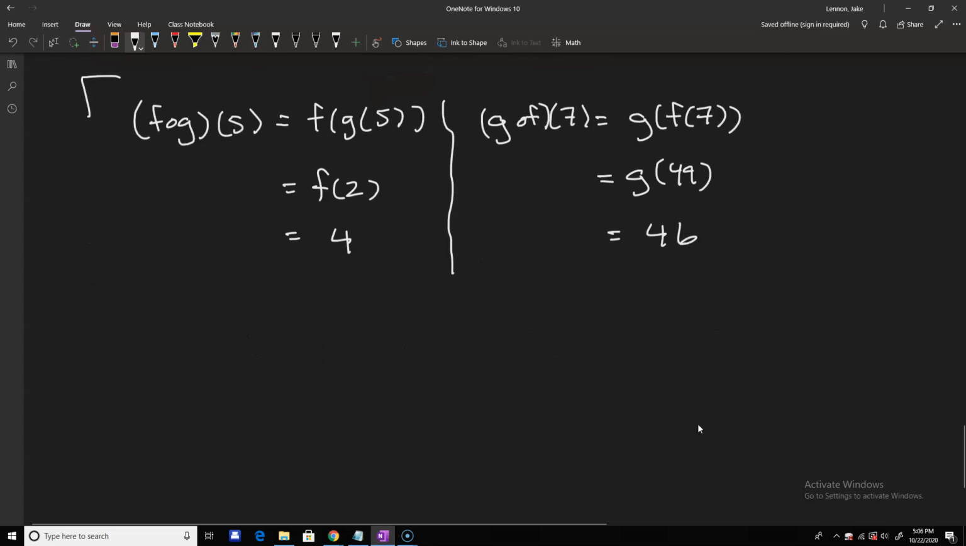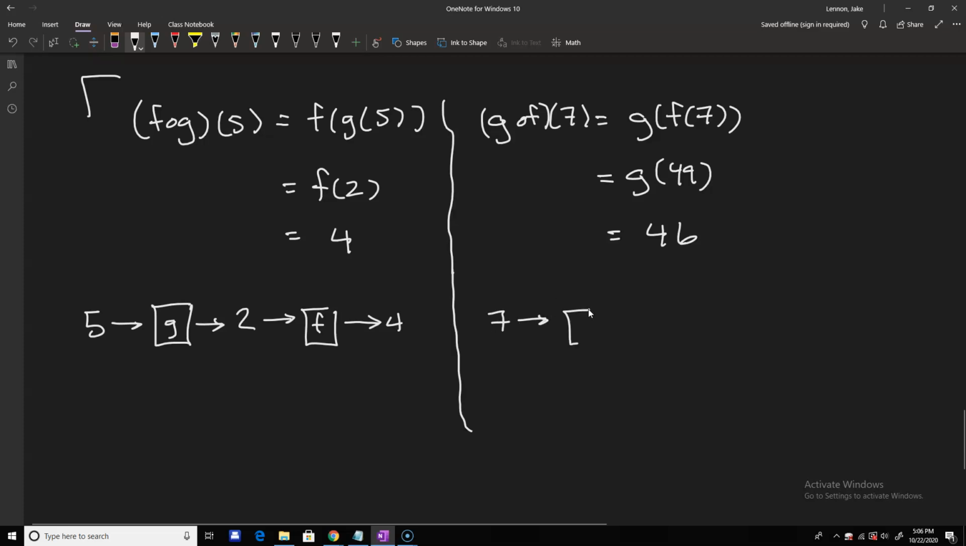All right, so you can think of this visually as being plugged into 2 consecutive machines. So the left-hand side here, we start with 5. It goes into the g machine and gives us the result 2. And then we plug 2 into the f machine, and f gives us the result of 4. So that process is the f of g. And similarly, we can see the same thing here. 7, in this case, first gets plugged into the f machine and gives us 49, and then that result gets plugged into the g machine and gives us the result 46. So you can think of that as a diagrammed view of what is happening.